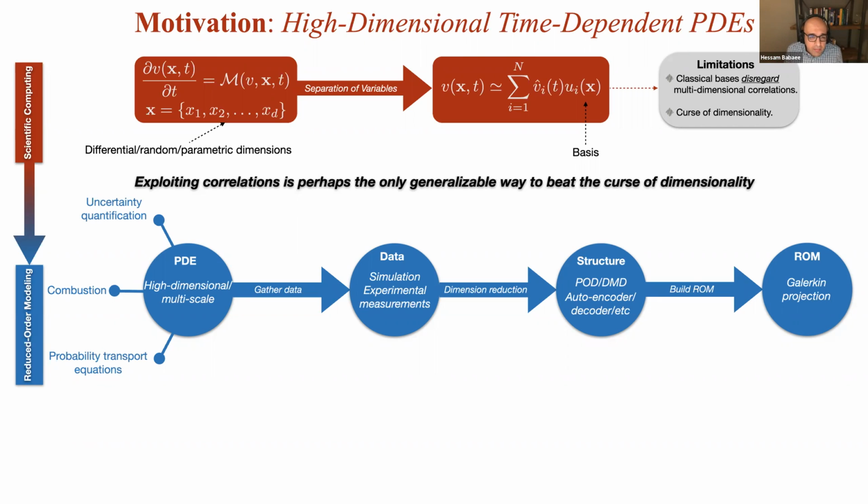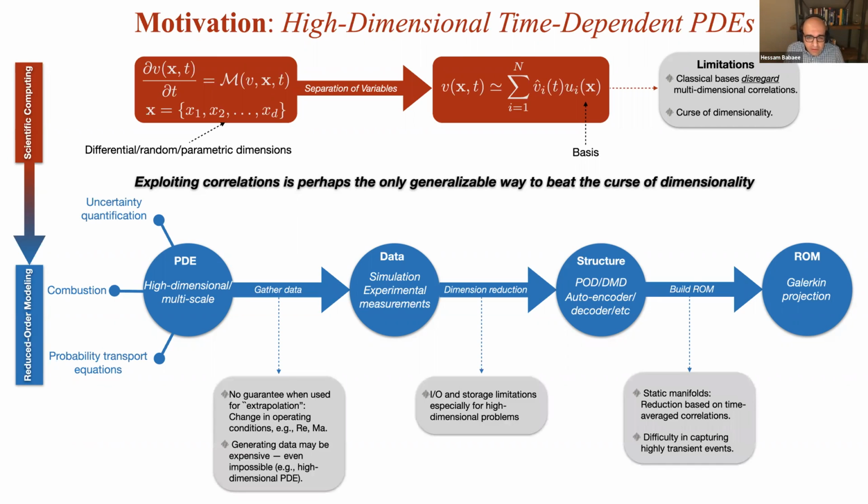But there are problems with this workflow that I want to highlight here. When we gather data, there's no guarantee that when we change the operating condition, let's say we gather data for some Reynolds number or Mach number and we change them, the reduced order model that we built with the existing data would work for the new operating condition. So basically, we can say these reduced order models do not necessarily extrapolate.